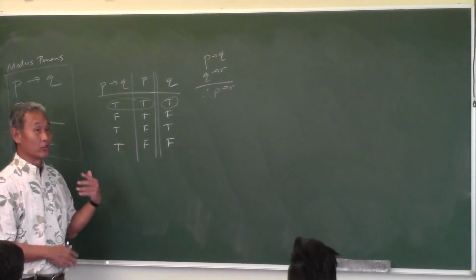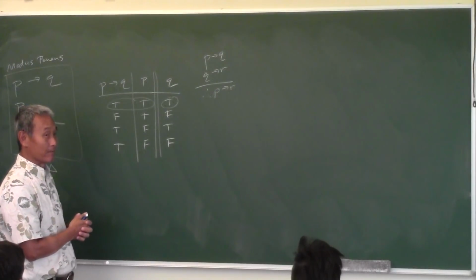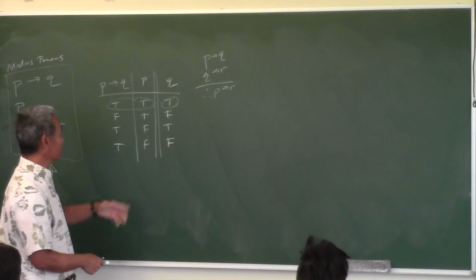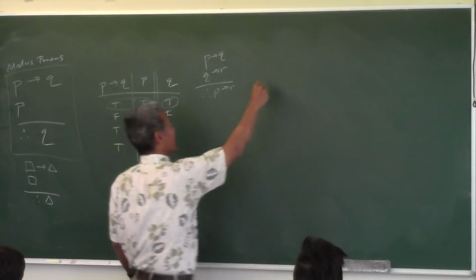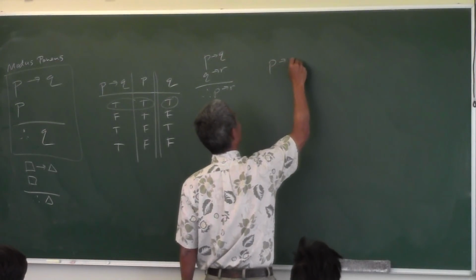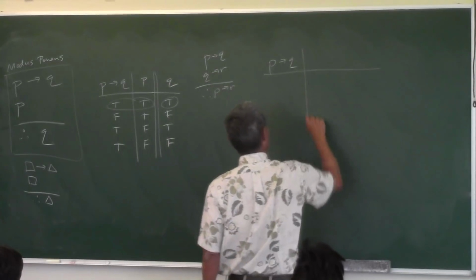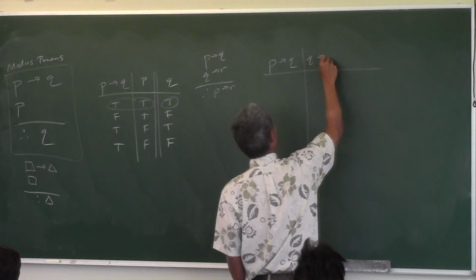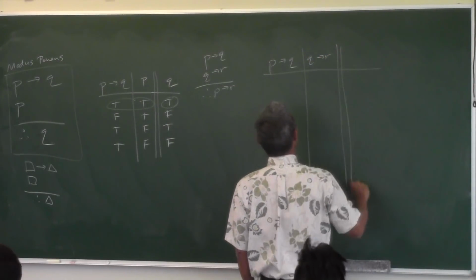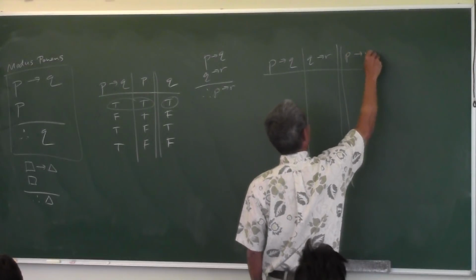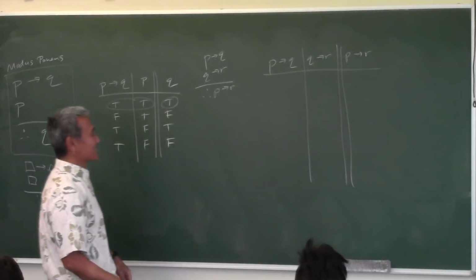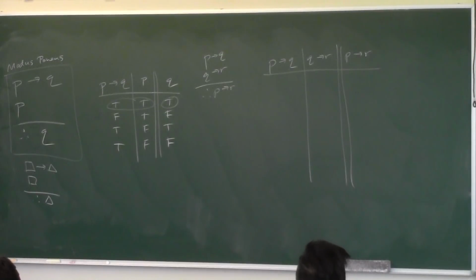Now, what if I tell you to show that this argument is valid by making a truth table? What would you do? You do exactly what I taught you here. Put the first premise, P implies Q. Put the second premise, Q implies R. Make a double line, and then put the conclusion, P implies R. Now, how many lines are there going to be in this truth table? There's going to be 8 because you got P, Q, and R, right?